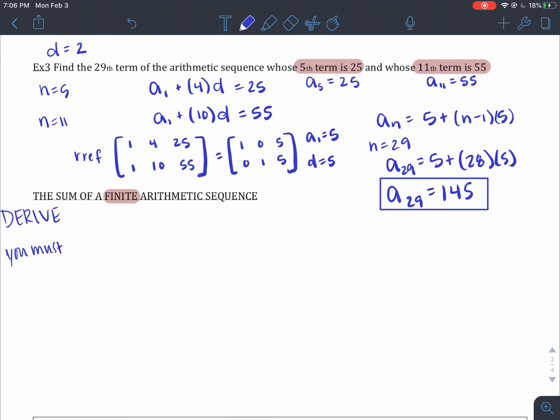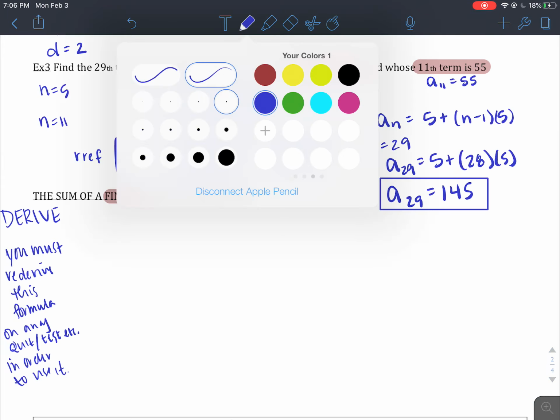Okay, so I'm just going to write that down there. You must rederive this formula on any quiz, test, etc. in order to use it. Okay, you can't just say, oh, here's the formula. In order to use it, you have to derive it.